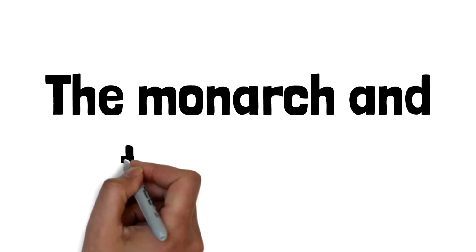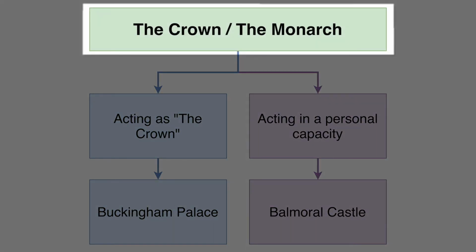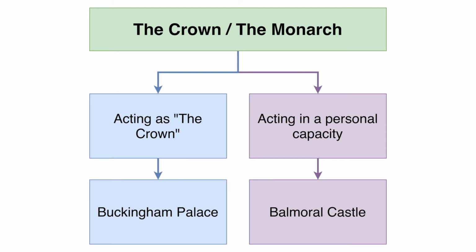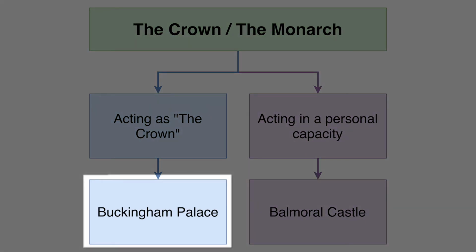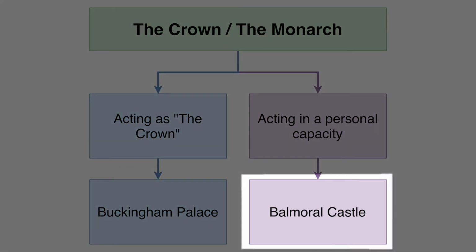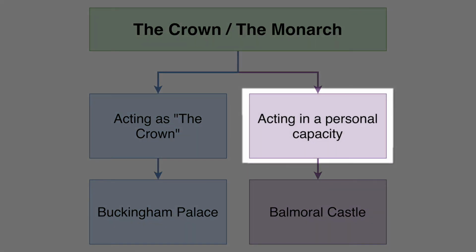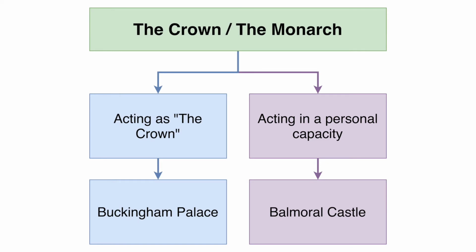The monarch and the crown. The monarch can act in an official capacity as the crown or in a private or personal capacity. So in property ownership, for example, although both are royal residences, Buckingham Palace is the property of the crown via the Crown Estate, an organ of government, whilst Balmoral Castle is the property of the monarch personally, acting in a personal capacity, and not of the crown. So the latter could be sold by the monarch, whereas any sale of Buckingham Palace would need an executive act or legislation.